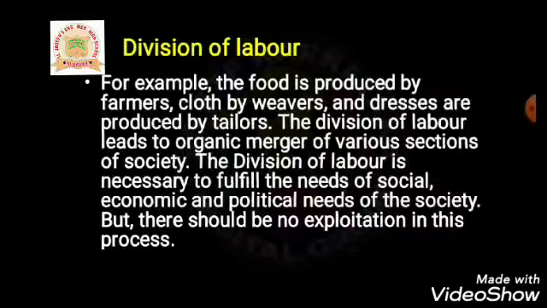But remember, there should not be any kind of exploitation in this division of labor. Now, how is there an exploitation? What exactly is exploitation? Exploitation is nothing but taking negative advantage of people. Now, how are people or laborers being exploited here? Let me give an example.